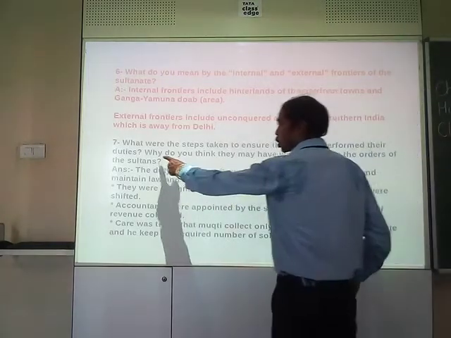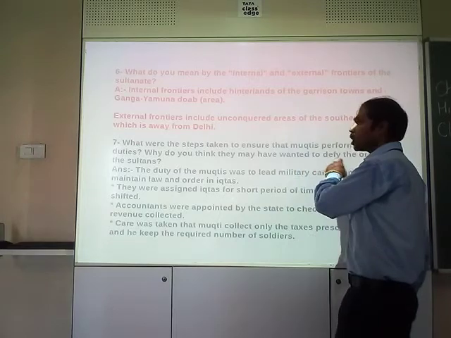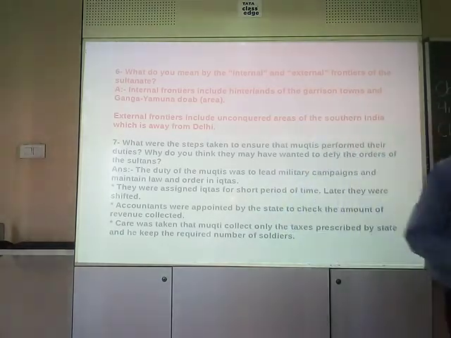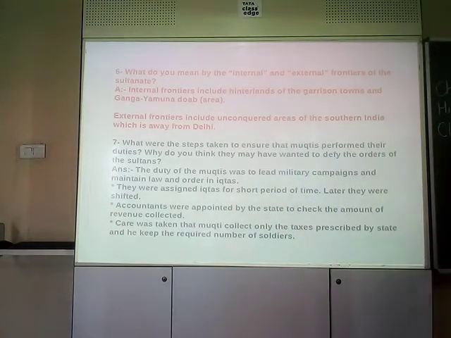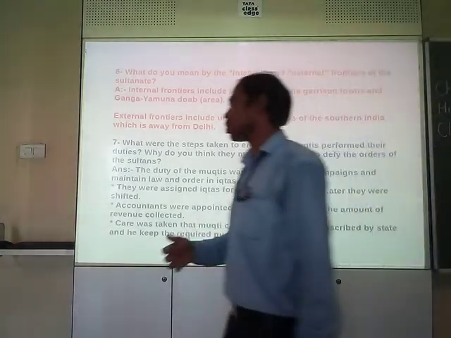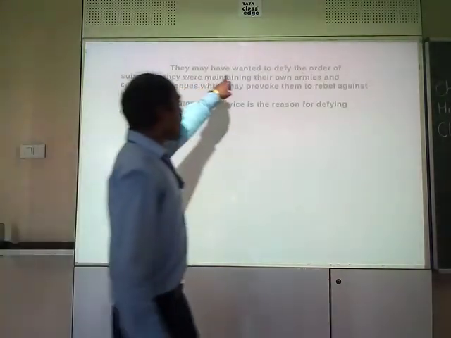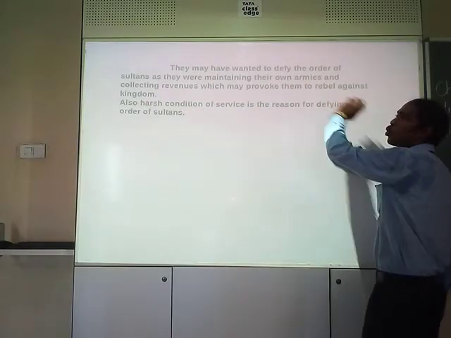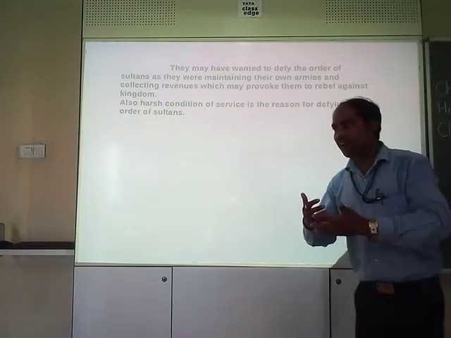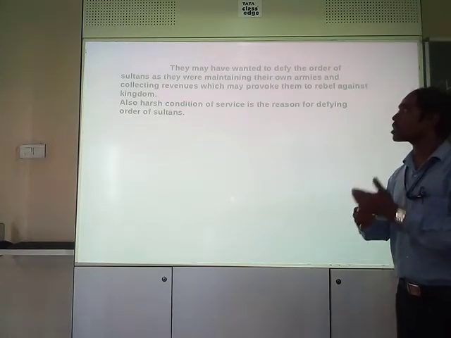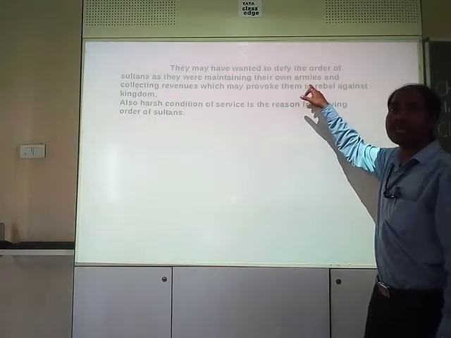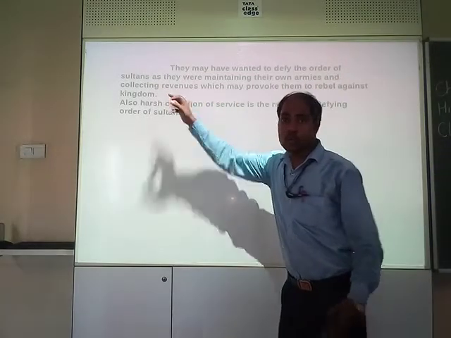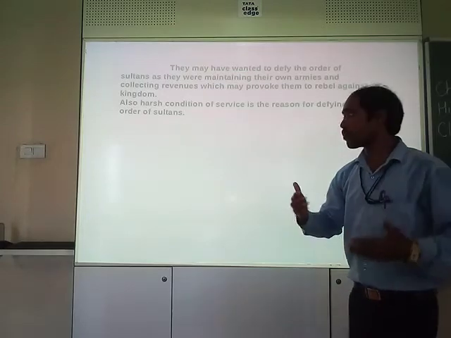Now another part of the question: why do you think they may have wanted to defy? Why were they denying the orders of sultans sometimes? Why were they neglecting the orders sometimes? Just because of the harsh conditions of their service. And moreover, they may have wanted to defy the orders of sultans as they were maintaining their own armies. Because Muktis had the responsibility of maintaining their own armies and collecting revenue. This was not an easy task. They were also under pressure.